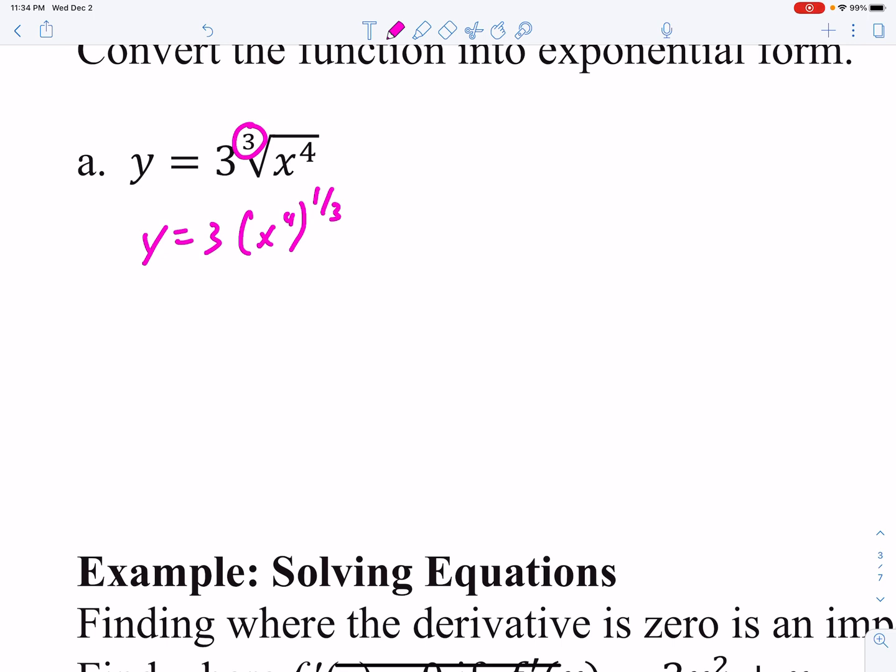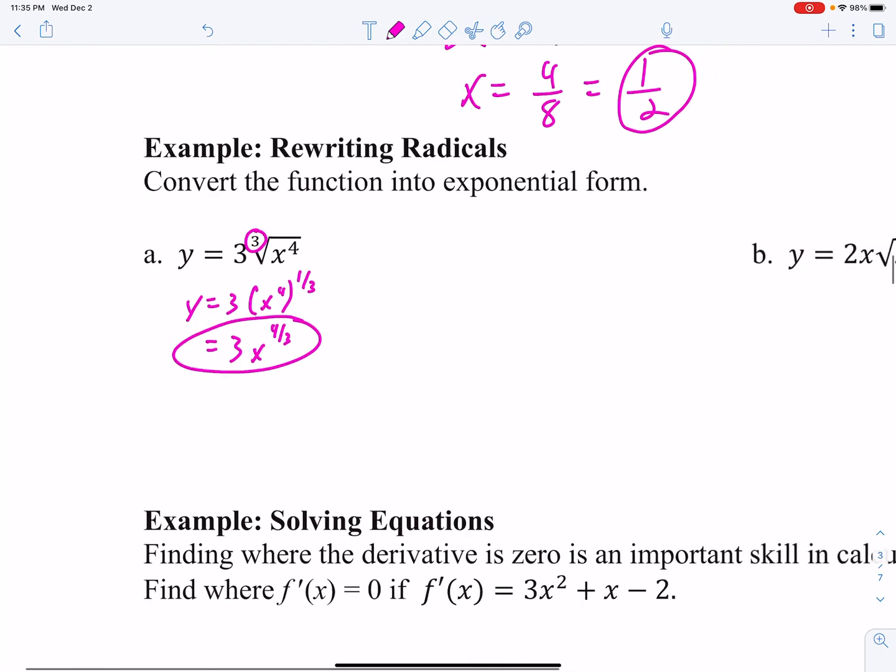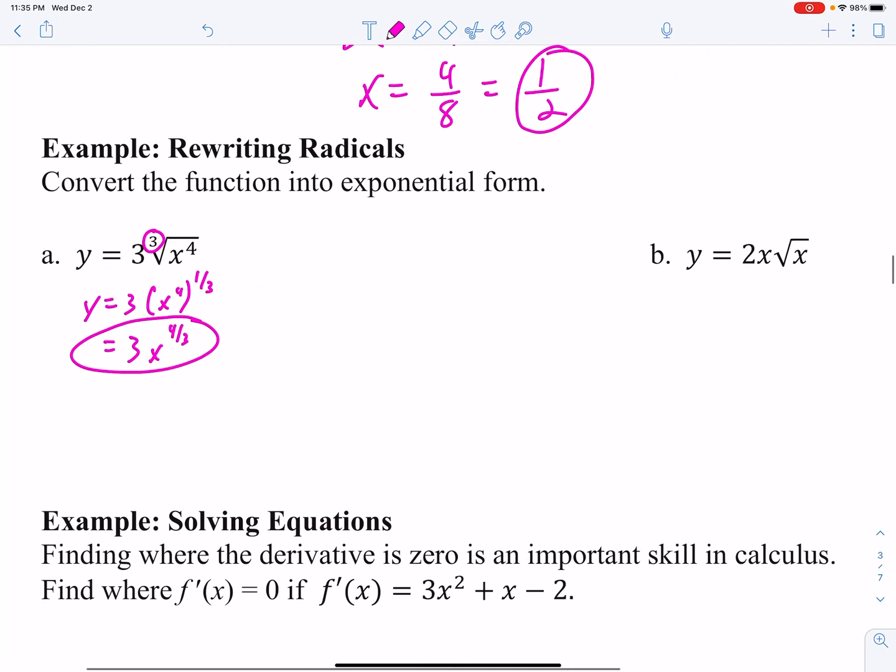Okay? All right, 3 times x to the 4th to the 1/3 power. Notice my use of parentheses here. Now remember the rules of exponents. When you have an exponent outside of parentheses and one inside the parentheses like this, you multiply, right? So that'd be 3 times x to the 4/3 power. And there we go. Okay, we converted into exponential form.